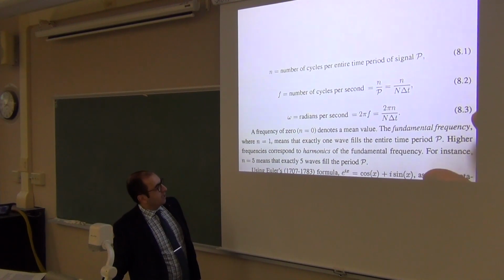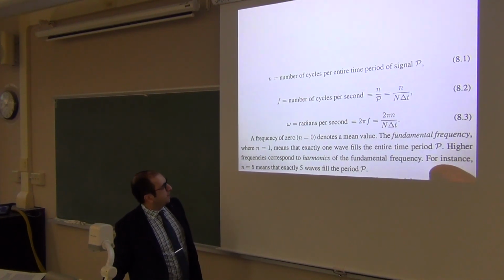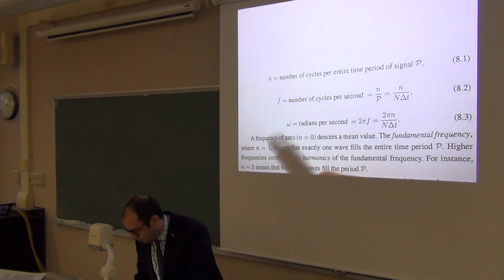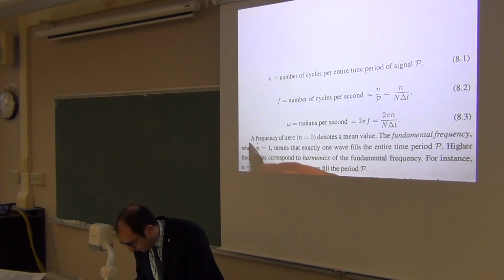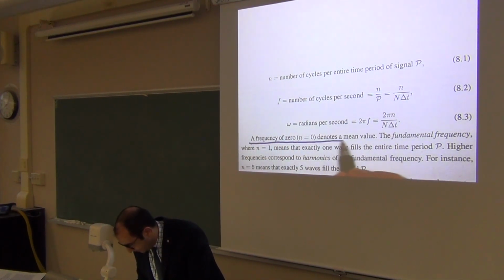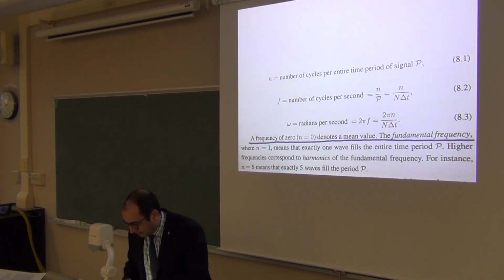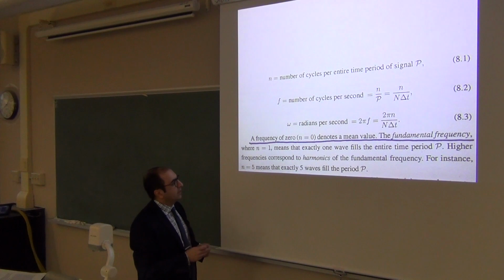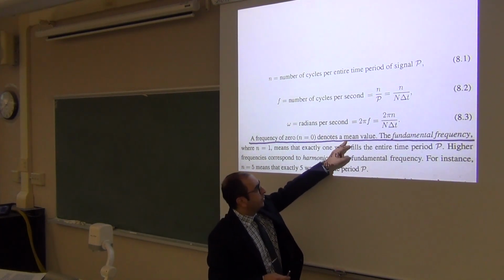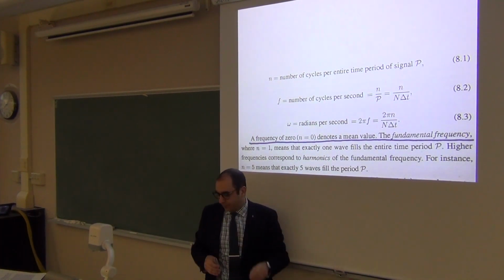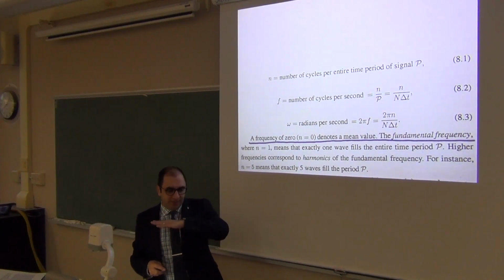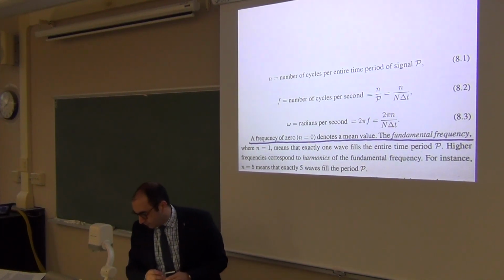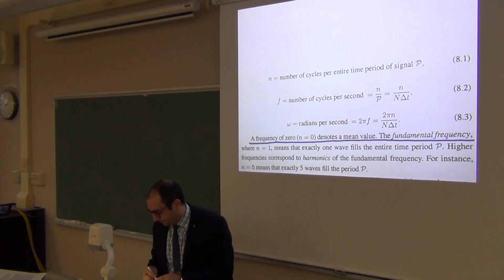Now, let's put some definitions. At frequency of 0, there is no fluctuation, there is no cycle. So that ought to represent the mean value of the signal. So n equal to 0 corresponds to the fixed value of the signal, which does not do any fluctuation.